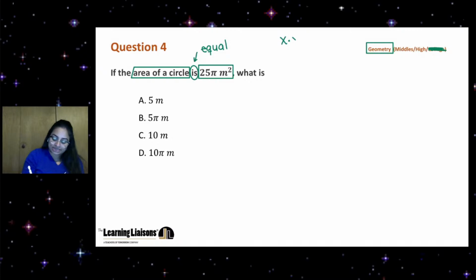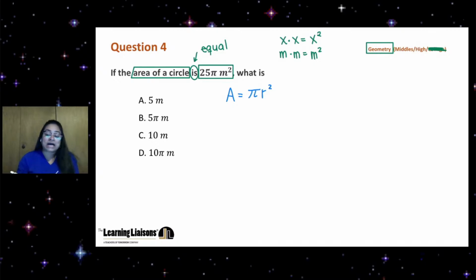And if I gave you x times x, you guys know that it would turn into x squared. Same thing with measurements. If I gave you meters times meters, it would turn into meters squared, right? So all they're doing is telling us that the answer is the area of whatever that is, and they gave us those numbers. Can someone please tell me what the formula for the area of a circle is? Its area is equal to pi r squared. And remember, they gave us the area, so we're going to plug in 25 pi to the left-hand side and keep pi r squared on the right-hand side.